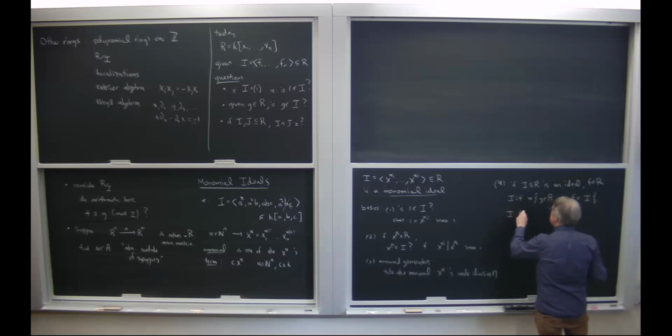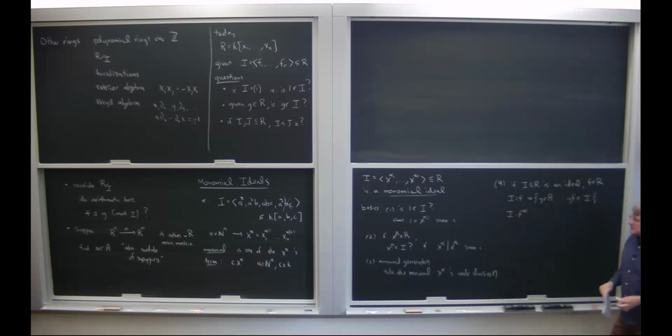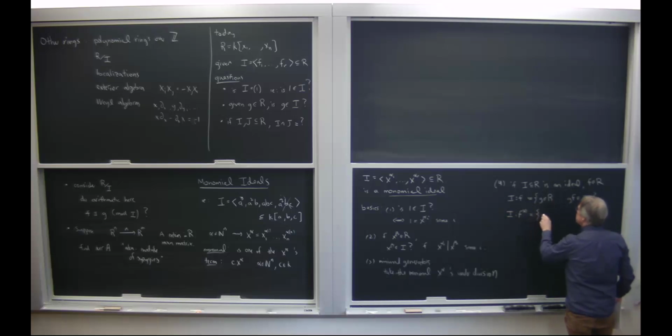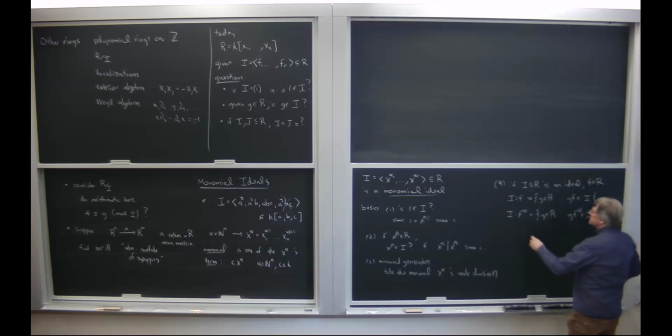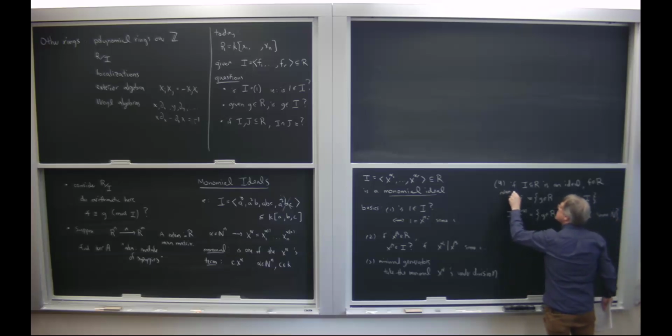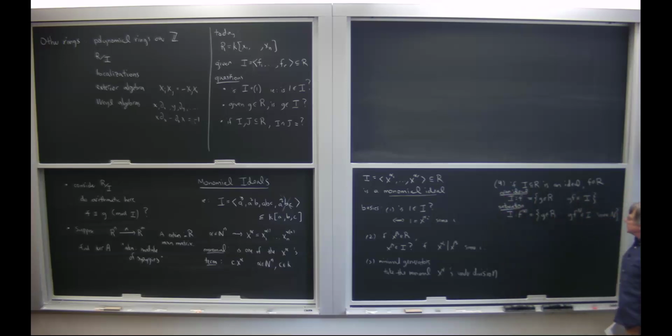Another one that is important is I colon F infinity. This is the saturation. This is the set of all G in R, such that G times F to the capital N is in I for some N integer. Okay. In other words, I run through all the elements of I, factor it out, and I get to not just remove one copy of F, but I have multiple ones. I can slice it out as well. Okay. So this is the colon ideal, and this is the saturation by F. I'll just write saturation. Okay, so we have those things.